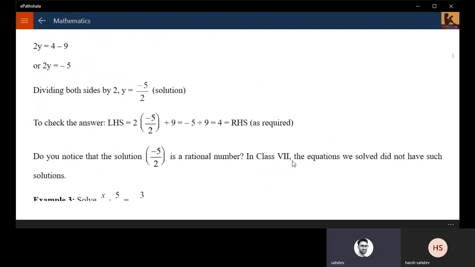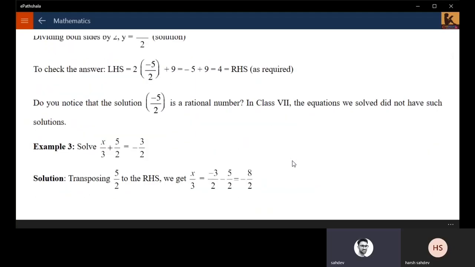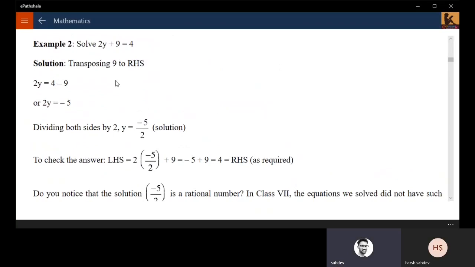Now what is transpose? We just need to write it on the question's solution itself that we are doing transpose. Like over here, it is 2y plus 9 equals to 4. So first we'll take this 9 towards the right hand side. So we will write transposing 9 to RHS, and it becomes 2y equals to 4 minus 9, that is 2y equals to minus 5.